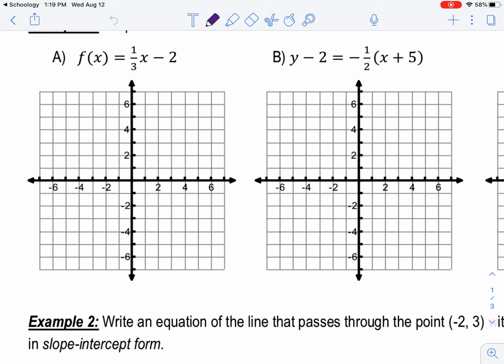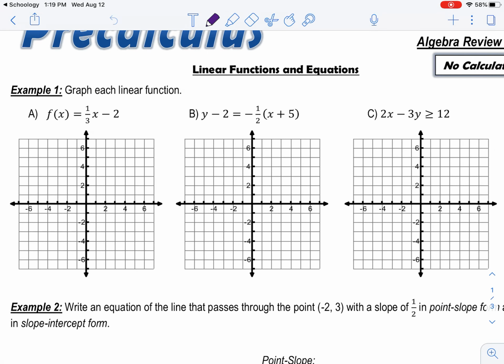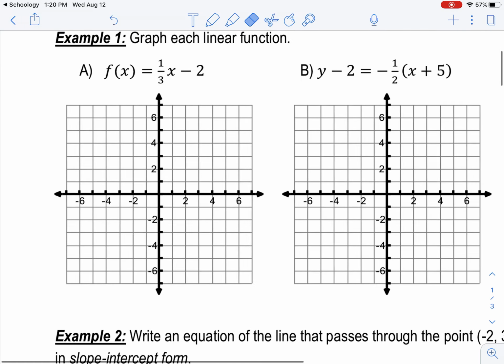Okay, so each of these is linear functions. They're all in 3 different forms. This first form here is slope-intercept form. This is point-slope form. And this is standard form. So let's start with the first one here.